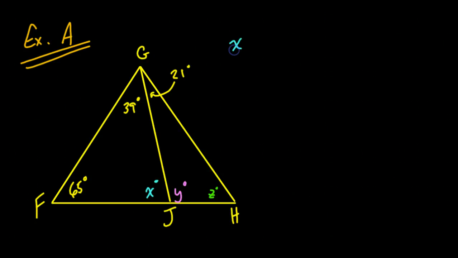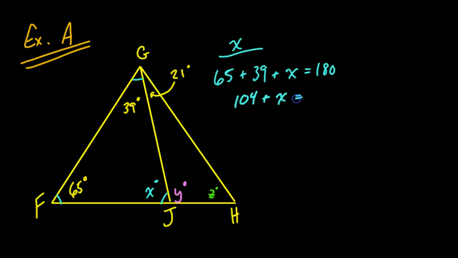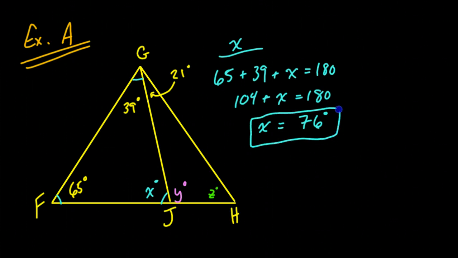So let's first solve for x. Angle x is in that triangle, so I know that those angles, 65 plus 39 plus x, have to add up to 180. We can do a quick calculation here. It's going to give us 104 plus x is 180, which means x equals 76 degrees. So that's our first one that we found. x is 76.